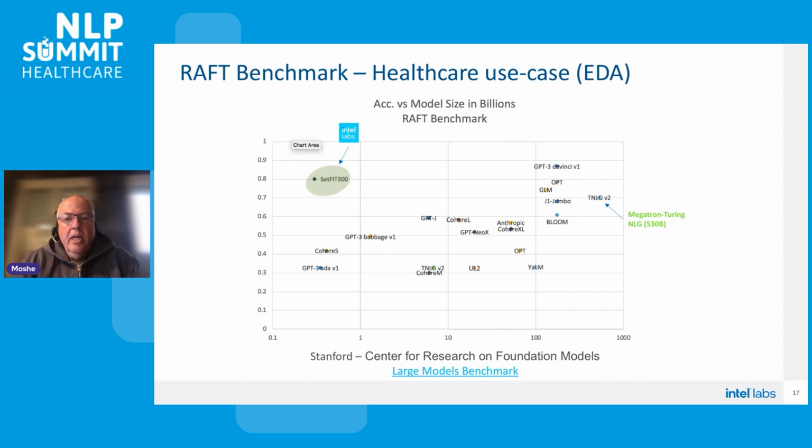We can see clearly that SetFit on the top left side outperforms much larger models. For instance, it outperformed even models with more than 500 billion parameters like Megatron and GPT-3 and OPT with 175 billion. So even though SetFit is much smaller and much more efficient, it actually gets quite high accuracy. The standard SetFit contains only 100 million parameters, which is basically the size of a model like BERT.